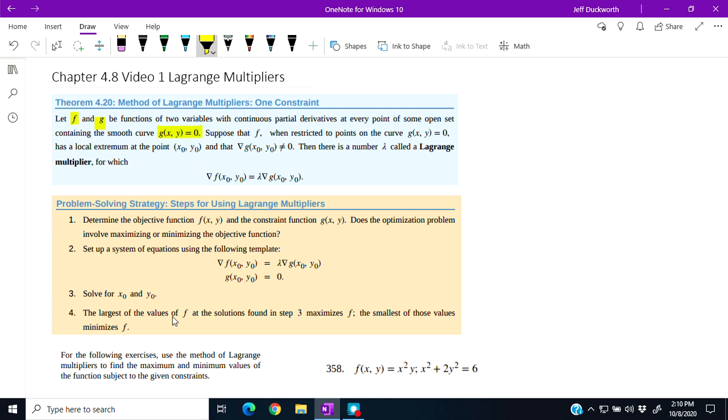So if we restrict f to the points on the curve g(x, y) = 0, it's going to have some sort of local extrema at (x naught, y naught), and we have to note that the gradient of g cannot be 0. Then we have some number, and the symbol usually used for it is lambda. It's called the Lagrange multiplier, and we note that the gradient of f equals lambda times the gradient of g.